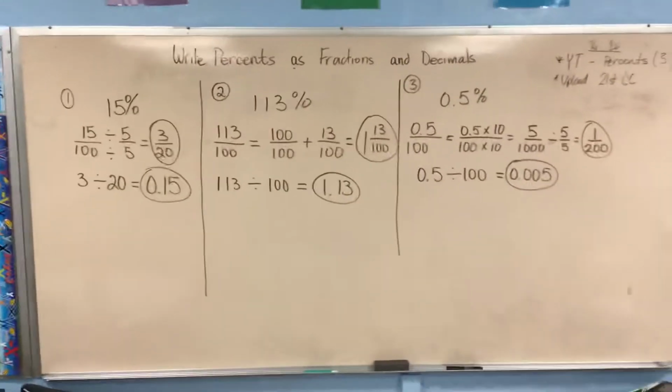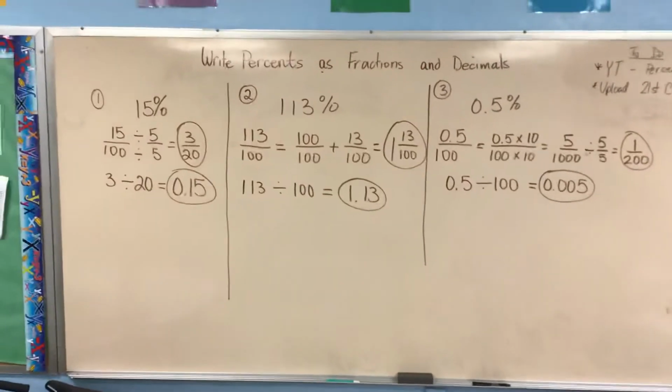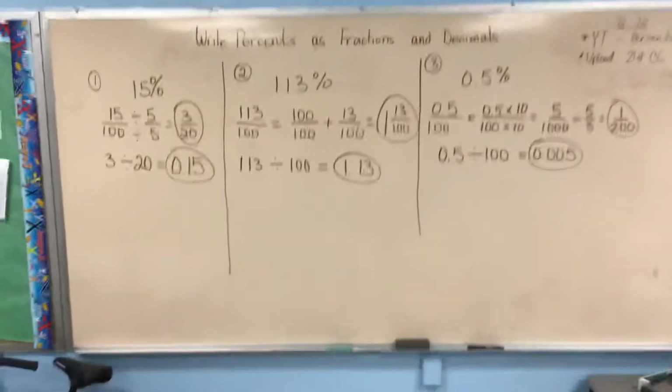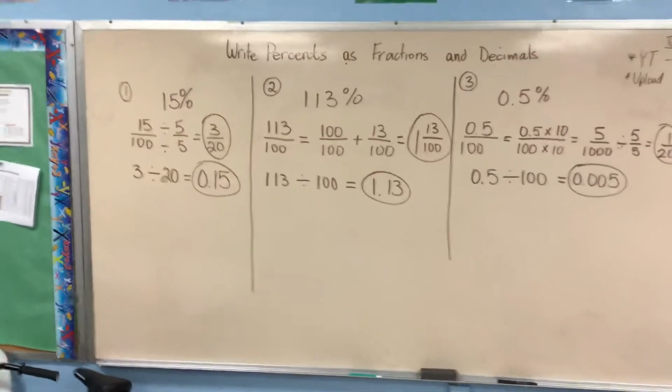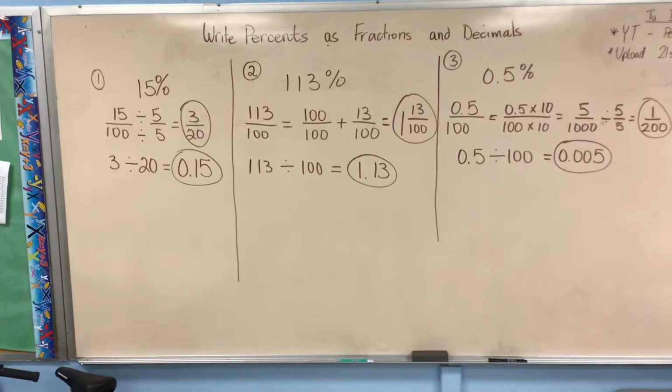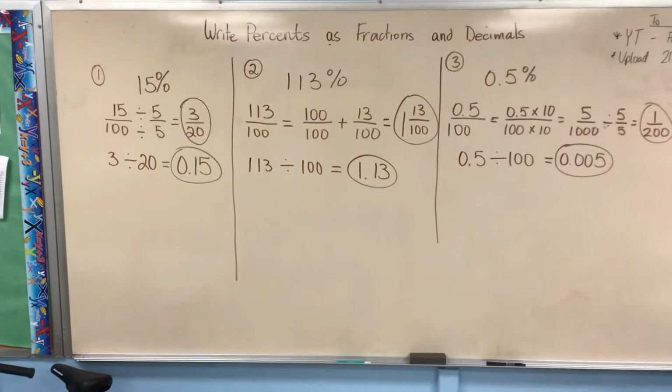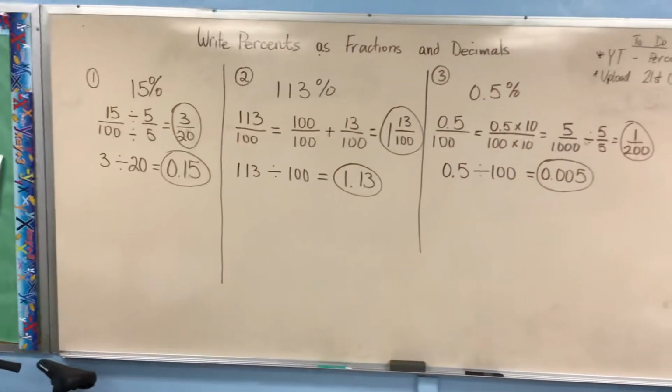Now, let's say we have a percentage that is over 100%. In this case, we need to break it up into pieces. So we have 113%. That equals 113 over 100 as a ratio.